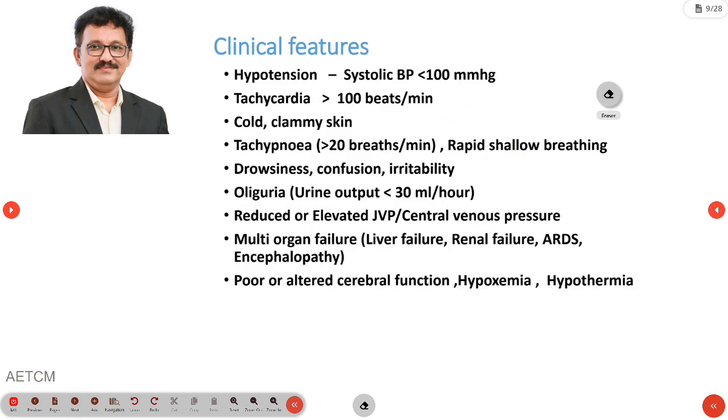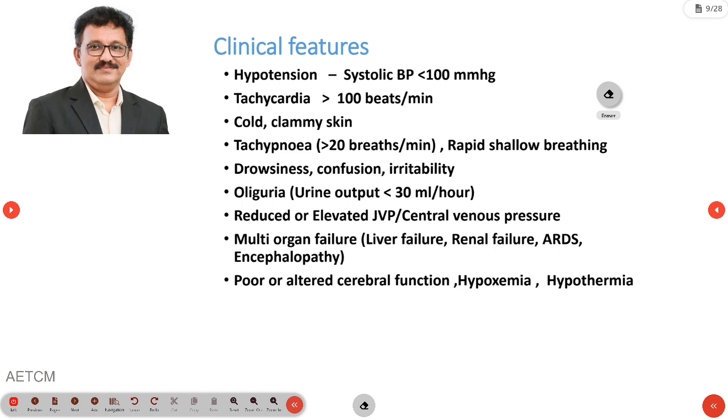Now, what are the clinical findings of shock? That is very important. Most patients with shock have hypotension, systolic BP less than 100 millimeters of mercury. Most will have tachycardia, heart rate more than 100 beats per minute. Cold, clammy skin. Tachypnea, the breathing rate may be more than 20. Rapid shallow breathing can occur.